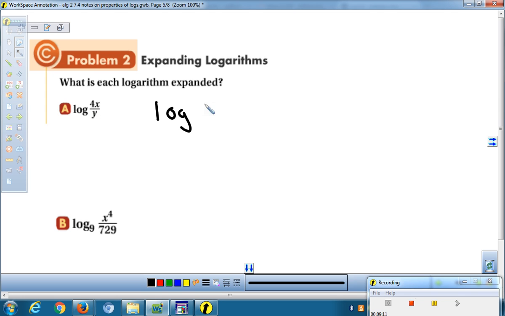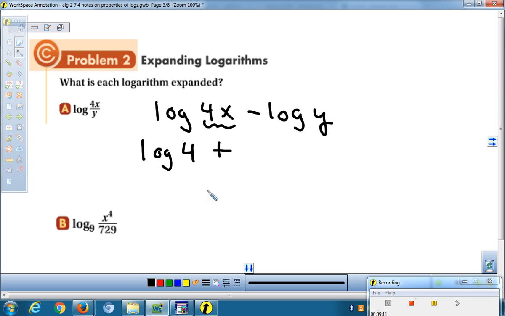This is log of 4x, then what? Minus log of y. And what you have to note here is that that is multiplication. Right. Thank you. So we have multiplication, 4 times x, so I can expand that as well. That would be log of what? What are the two things that are being multiplied? 4 and x. So log of 4, plus, multiplication becomes addition, plus log of x minus log of y.